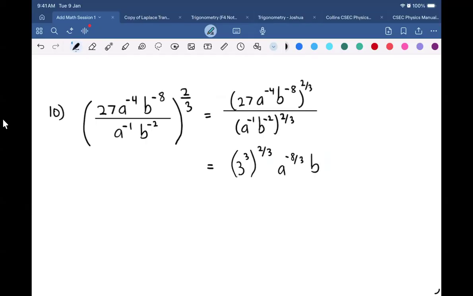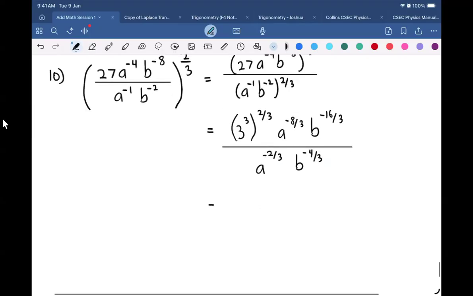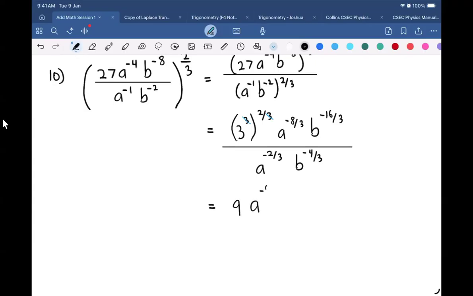And then it's going to be b to what power? Negative 16 over 3. Right? And in the denominator, that's going to be a to the negative 2 over 3, right? And this is going to be b to the power negative 4 over 3. So on top, the 3 and the 3 cancel off, so we just end up with 3 to the power 2, which is 9. We have a to the power minus 8 over 3.